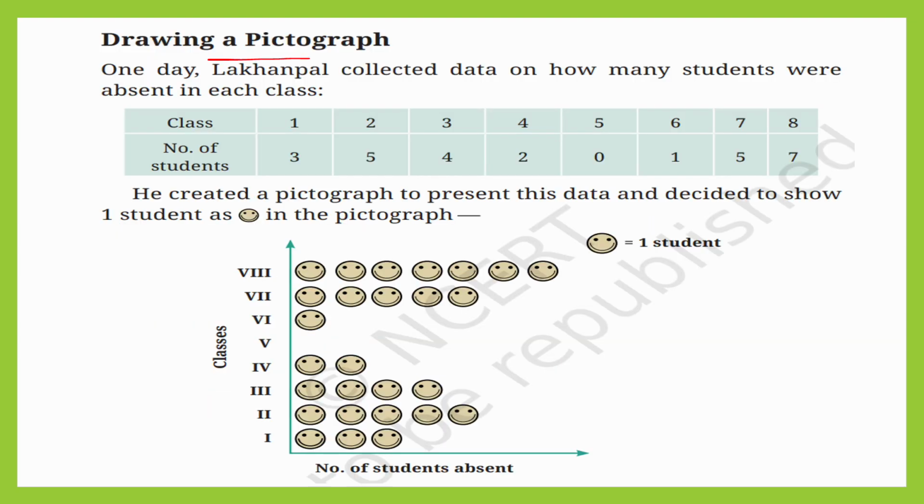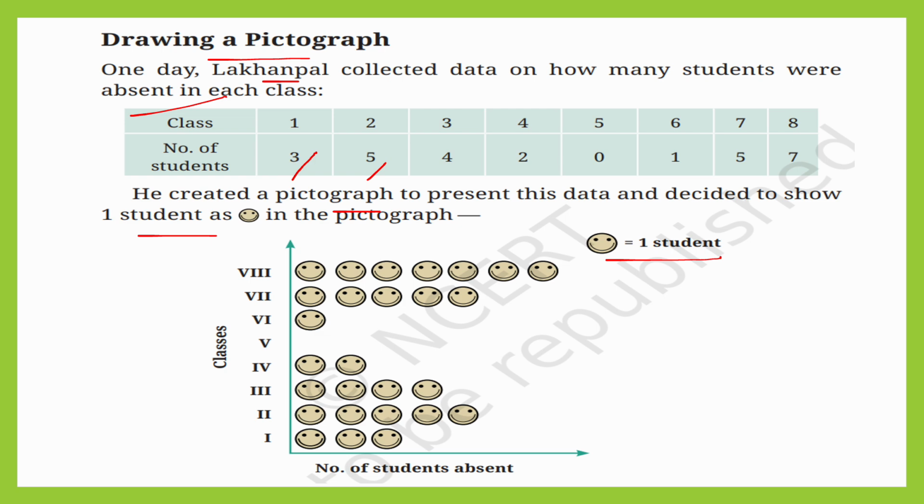Drawing a pictograph. One day, Lakhanpal collected data on how many students were absent in each class. He collected data like this. Class 1, 3 students were absent, class 2, 5 students, like this. Then he created a pictograph to present this data and decided to show one student as one symbol in the pictograph. That is, one symbol represents one student.